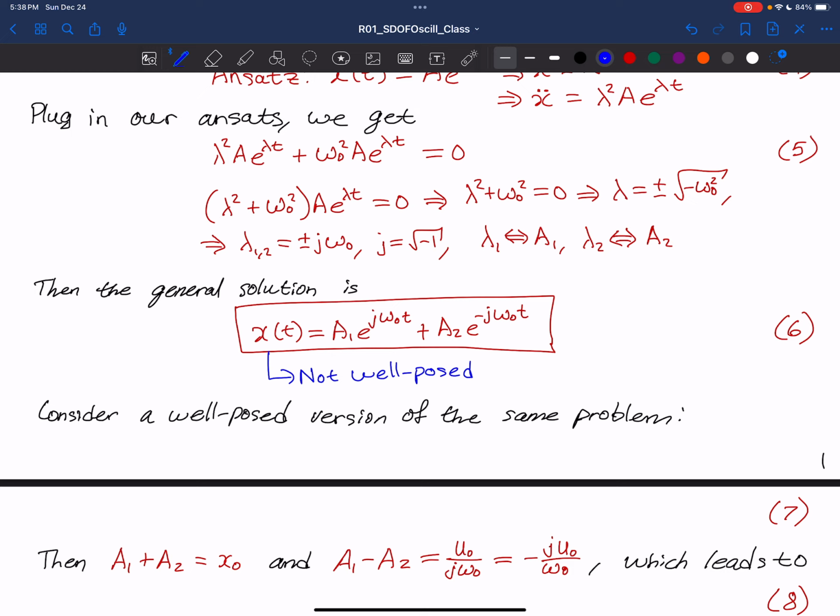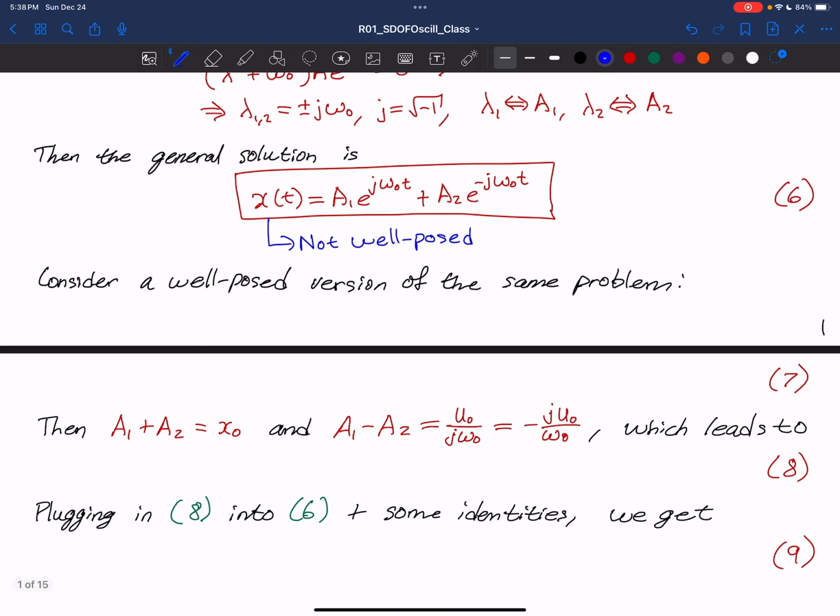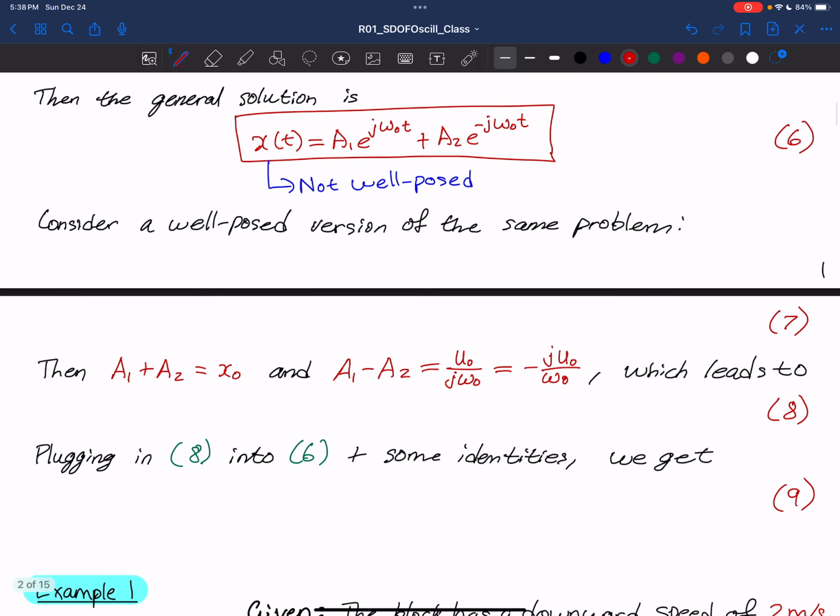So that being said, we now want to consider a well-posed version of the same problem. And to that end, we need to prescribe what are known as initial conditions. So I'm just going to write that out down here. First, we're going to write the equation of motion again. So we have x double dot plus omega 0 squared x equals 0. That's our governing equation. And now we also need to prescribe some initial conditions. We'll say that x of 0 is equal to x sub 0, and x dot of 0 is equal to some u0.